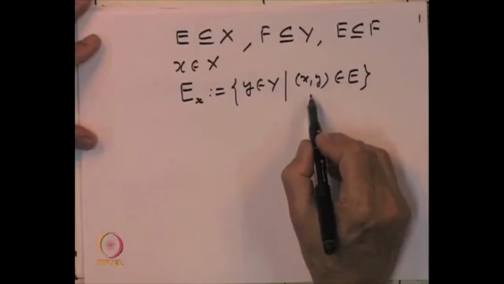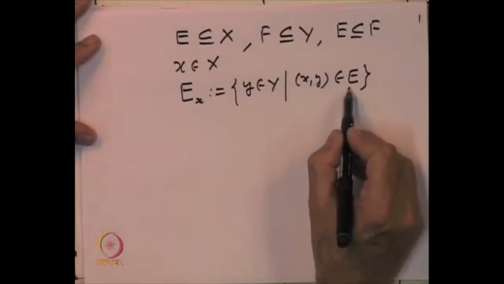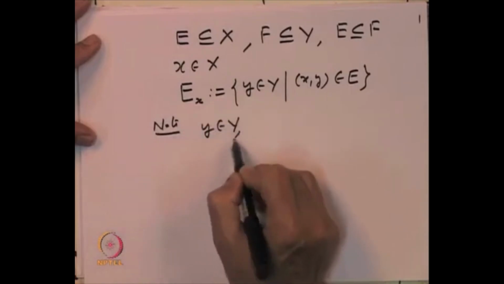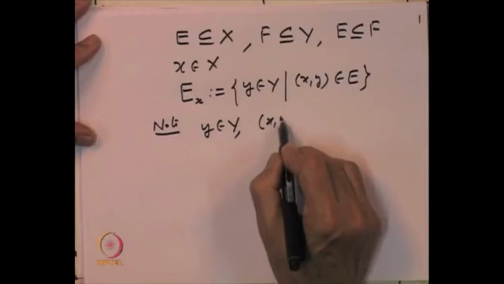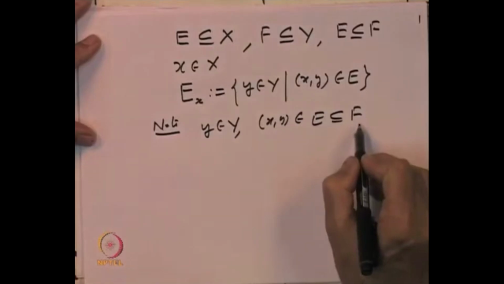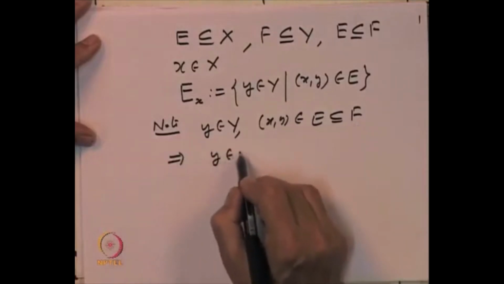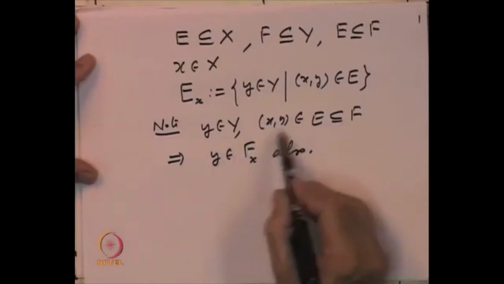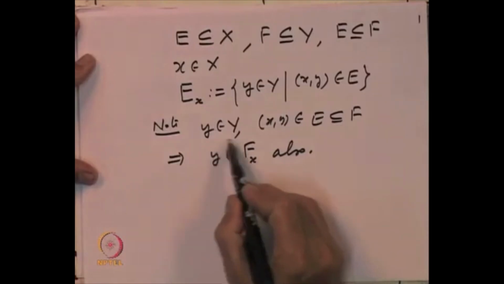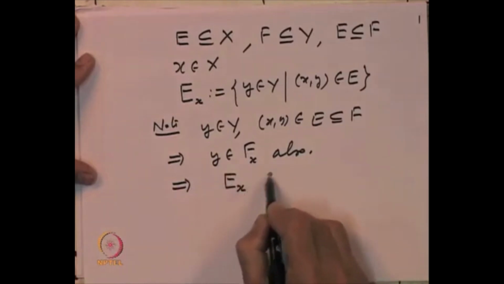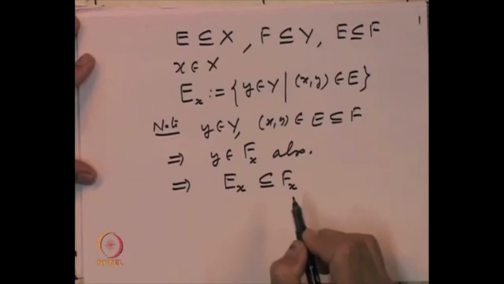Now, if (x, y) belongs to E and E is a subset of F, note that for y belonging to Y, we have (x, y) belongs to E, that is the property here, and E is a subset of F. So (x, y) belongs to F. That implies that y belongs to F lower x also. This is the definition of F lower x, namely y in Y such that (x, y) belongs to F. So this implies that E lower x is a subset of F lower x.